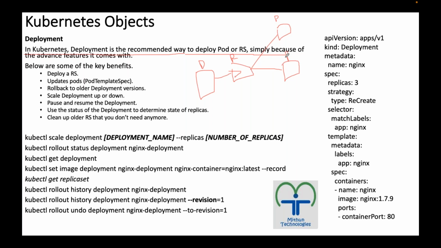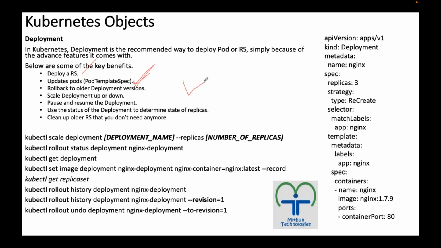Why is deployment the recommended way in Kubernetes? Because one thing, deployment will deploy a replica set. Most important thing, can I update my pods? If I am using deployments, can I update my pods, which means pods get updated if there is any change? Do pods get recreated or updated? Yes. And also, is it possible for me to roll back to the older versions?